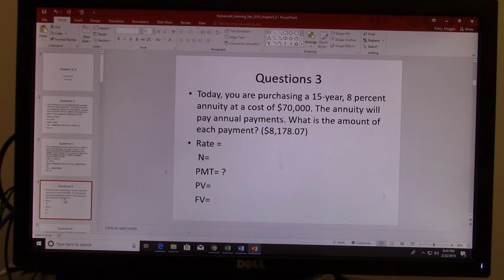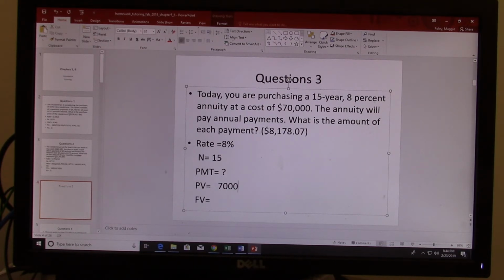So it's a 15-year 8% annuity. So the N should be 15, the rate should be 8%. You don't have to divide it by anything because this is an annual payment. The payment is the question. What is the amount of each payment you're receiving for this annuity? You put down $70,000 today. So this is PV.